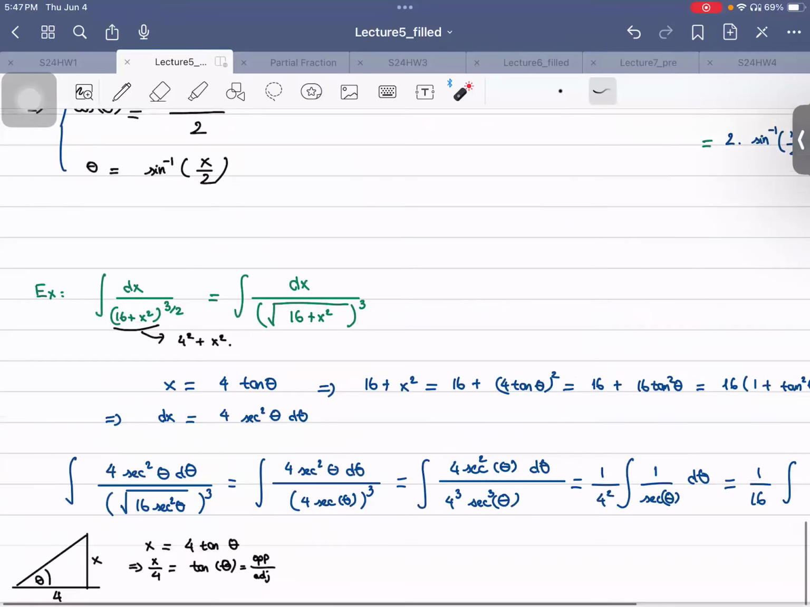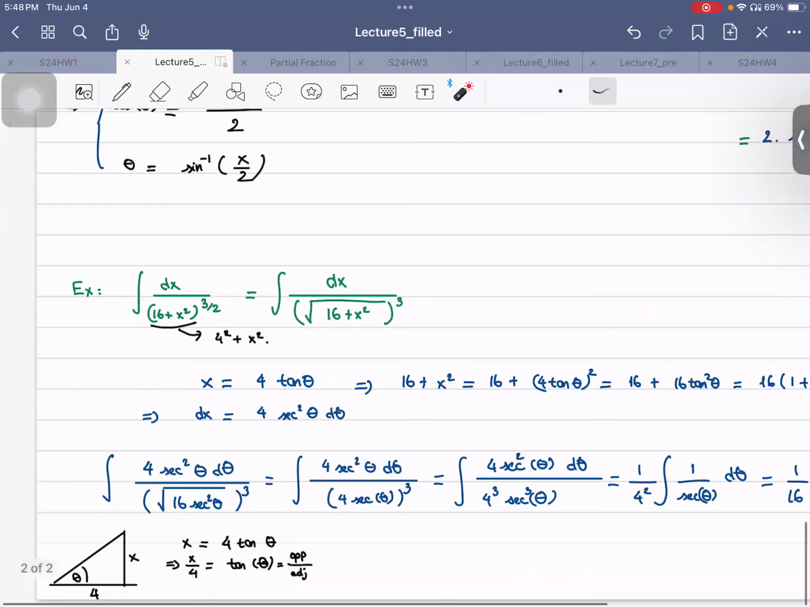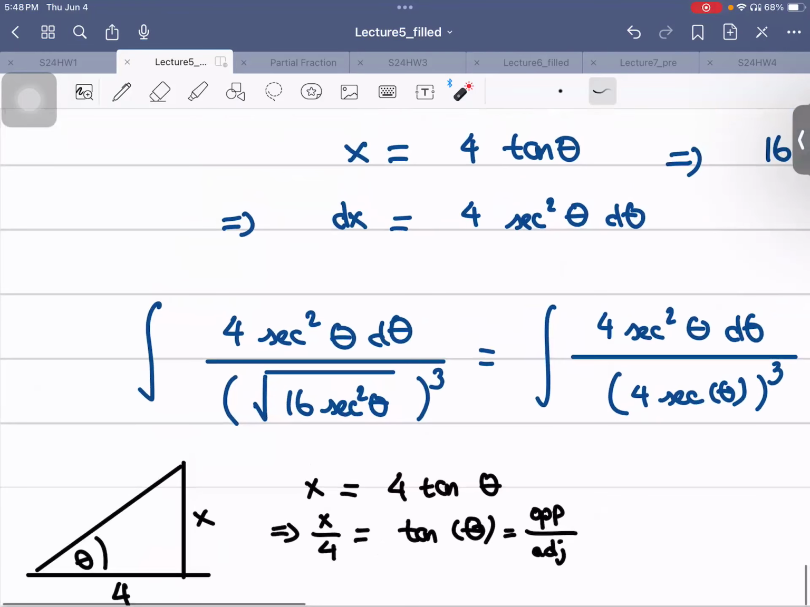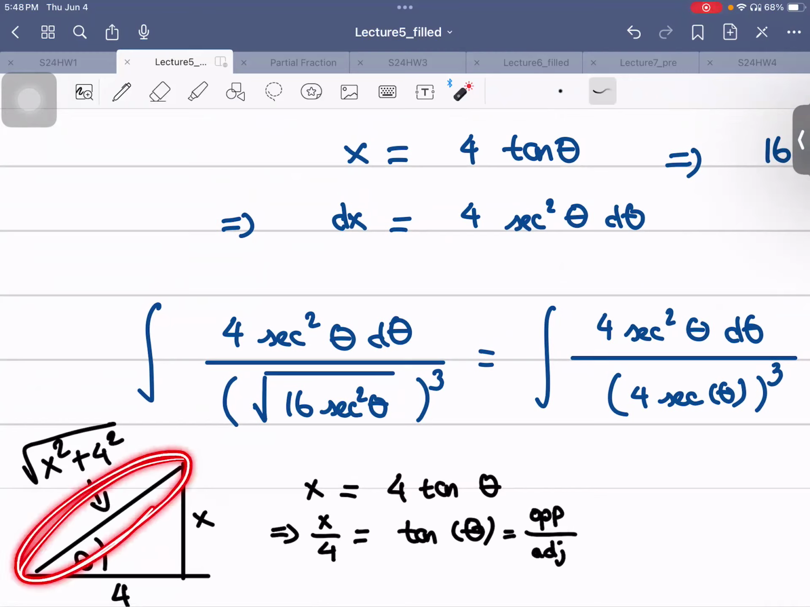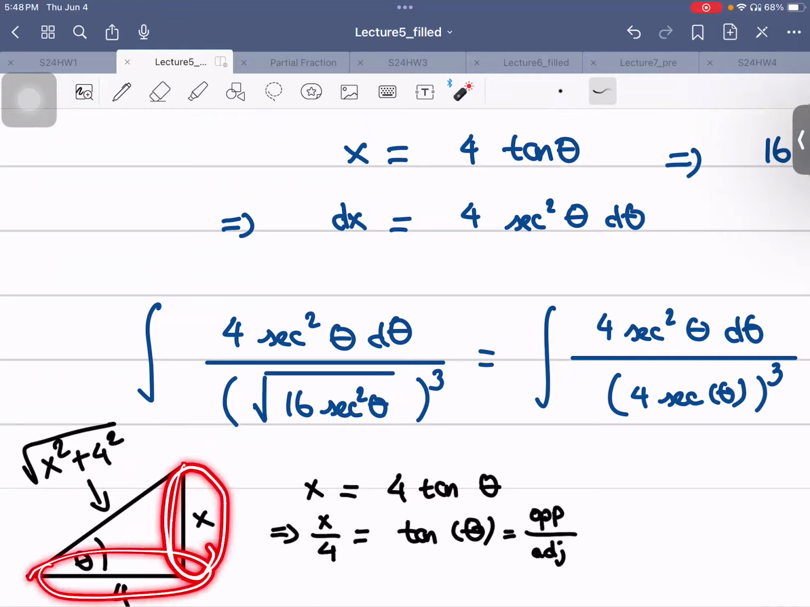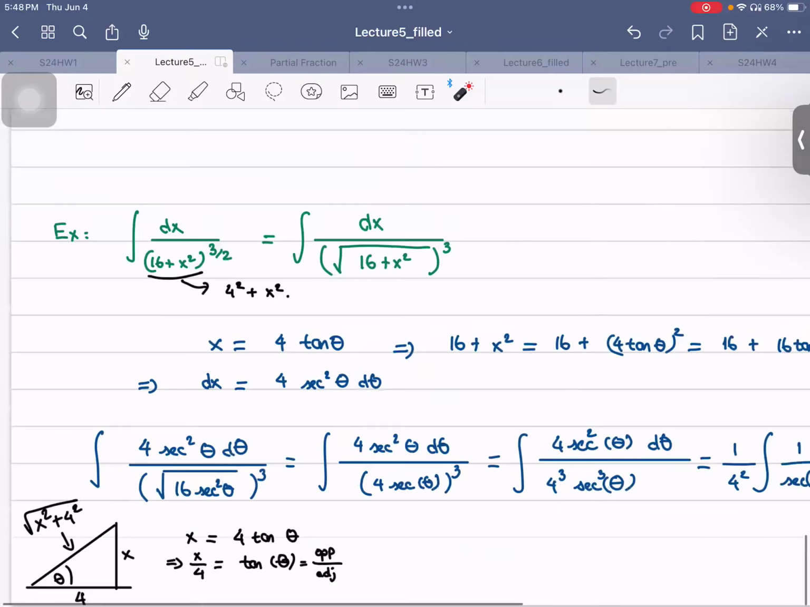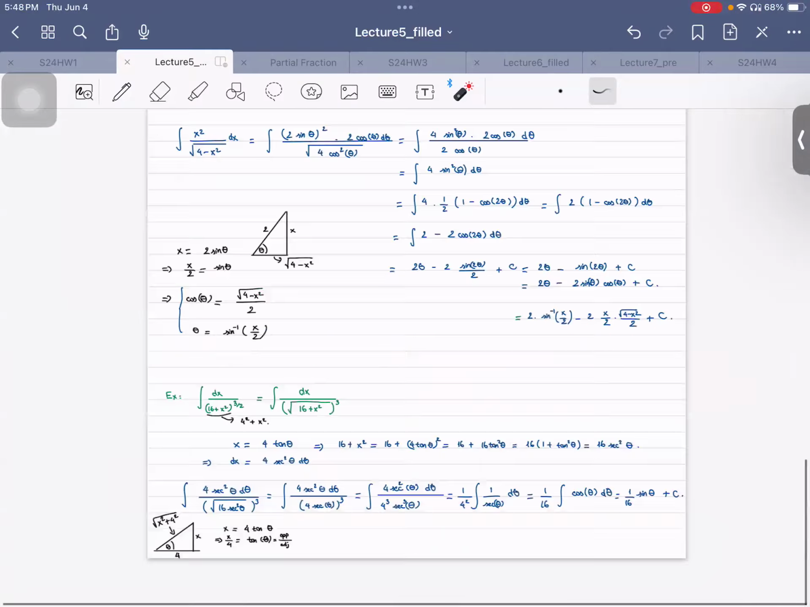And the point is I need to compute sine of theta in terms of x. So I need to compute the hypotenuse as well. From here, by the Pythagorean theorem, the hypotenuse squared is x squared plus 4 squared. That's the sum of squares of the two other sides. This is the Pythagorean theorem.